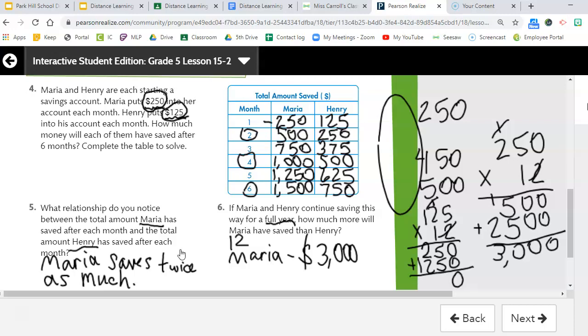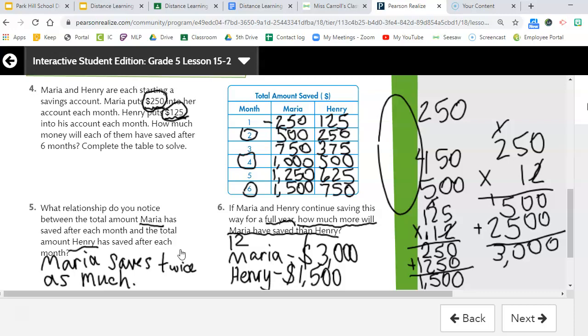And 1 times 1 is 1. Okay. When I add those up, 2 plus 2 plus 1 is 5. And 1 plus 0 is 1. Henry has $1,500 saved. However, the question asks me how much more will Maria have saved than Henry?